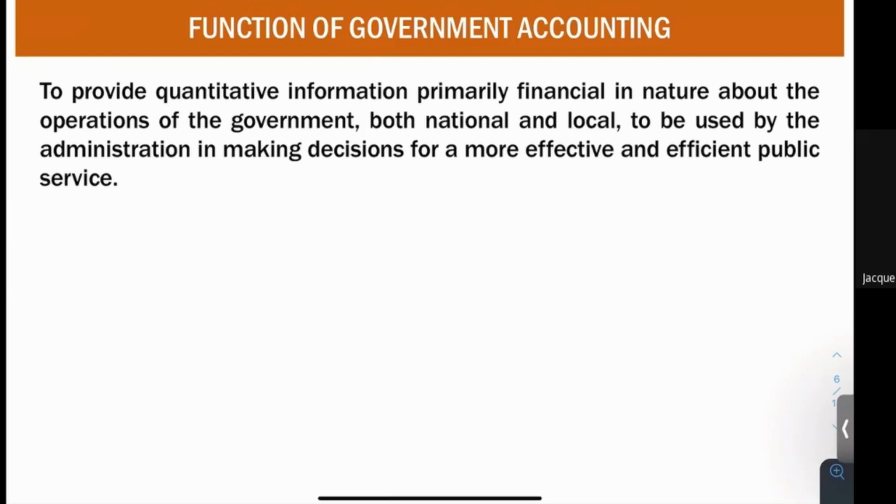The function of government accounting is to provide quantitative information, primarily financial in nature, about the operations of government, both national and local, to be used by the administration in making decisions for more effective and efficient public service. If we try to compare that to your conceptual framework, under the conceptual framework, it is quantitative information used primarily for decision-making purposes. And the decision-making purposes depend on your users.